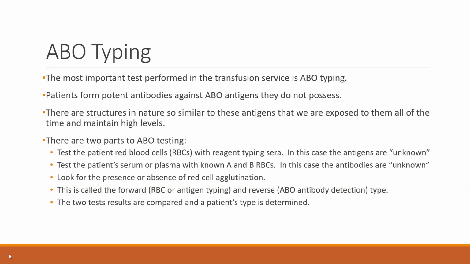Test the patient's serum or plasma with known A and B cells. In this case, the antibodies are unknown. So if you have a group A person, their antibodies will react with group B cells. Look for the presence or absence of red cell agglutination. This is called the forward red cell or antigen typing and reverse ABO antibody detection type. The two test results are compared and a patient's type is determined.